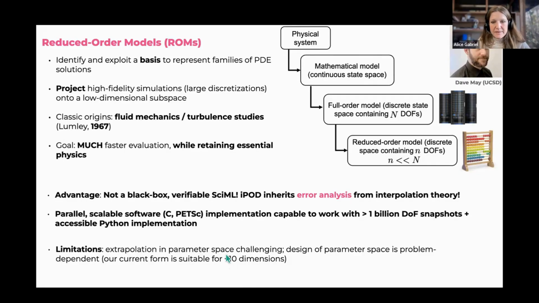We implemented these methods in a scalable software that's open source using C and PETSc, which is a library which is well established. We can now work with more than 1 billion degrees of freedom snapshots, and we also have a more accessible Python implementation. There are limitations to this specific method. Extrapolation, so trying to learn completely unseen parameters that live outside of the parameter space, is challenging. And you have to think a little bit about how you design your parameter space. So we currently can set up these reduced order models for parameter spaces of less than 10 dimensions.